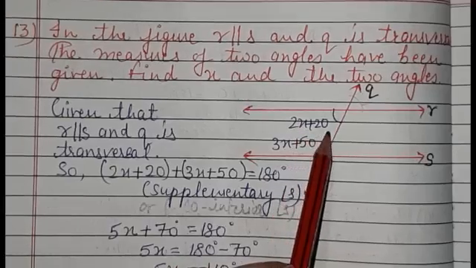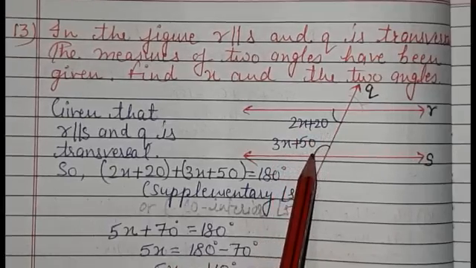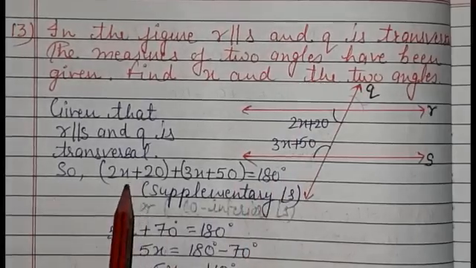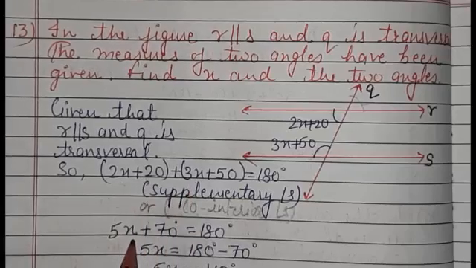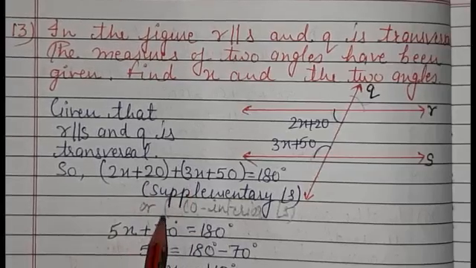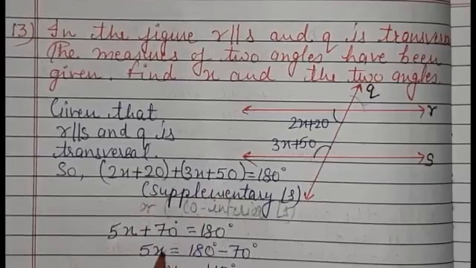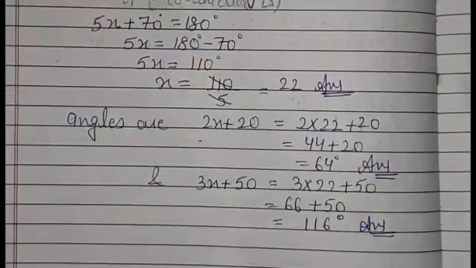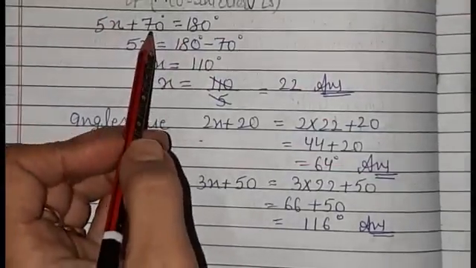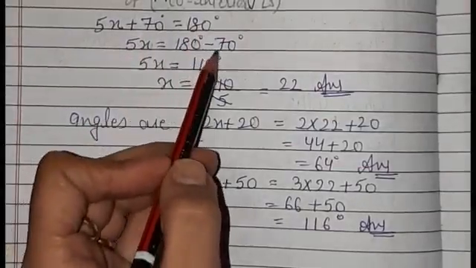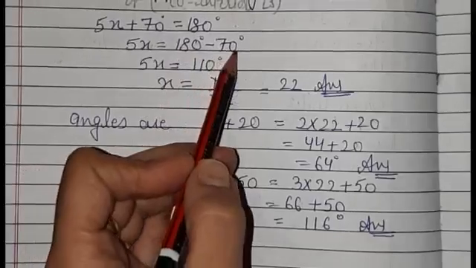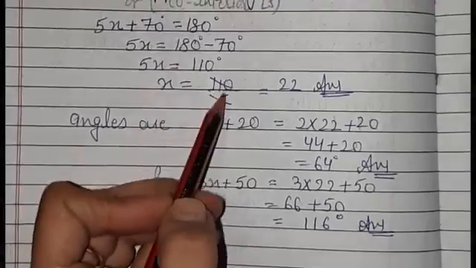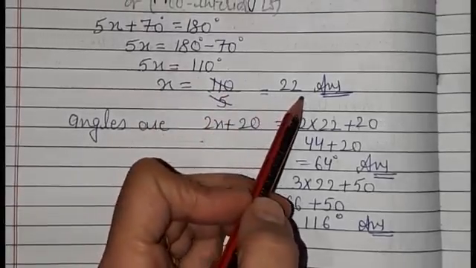So 2x plus 20 plus 3x plus 50 degree is equal to 180 degree. Right? Now solve, 2x plus 3x will come 5x plus 20 plus 50, 70 degree is equal to 180 degree. When we will transpose 70 from left hand side to right hand side, we have to subtract. 180 minus 70 is 110 and value of x is 110 by 5, 22 degree.